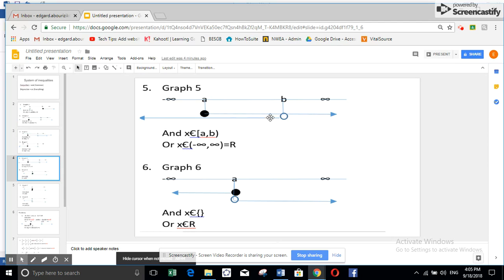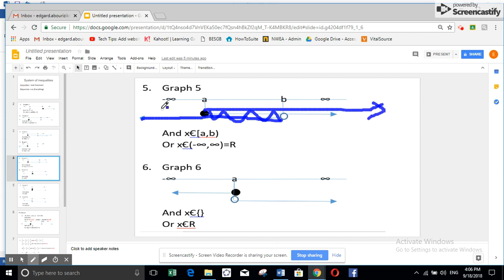Another graph, graph 5, suppose you have x bigger or equal to A and x less than B, such that B is bigger than A. If you want to search for the common, it is between A and B. Here A is closed because it's in the first and in the second, B is open because it's in the first line but not in the second. However, "or" is everything from here till here and here till here, so all the real line, from minus infinity till infinity.